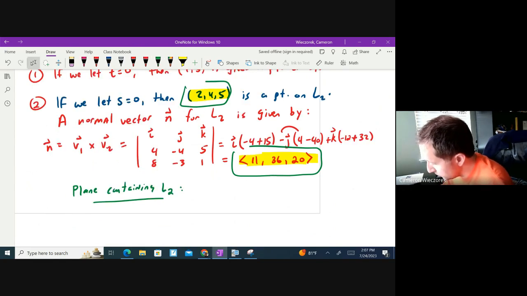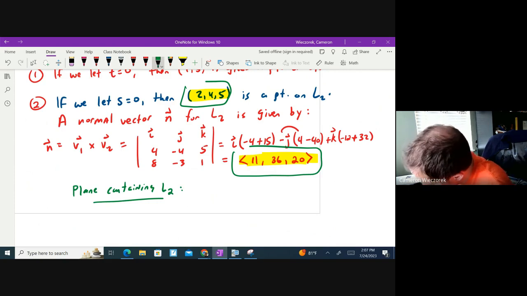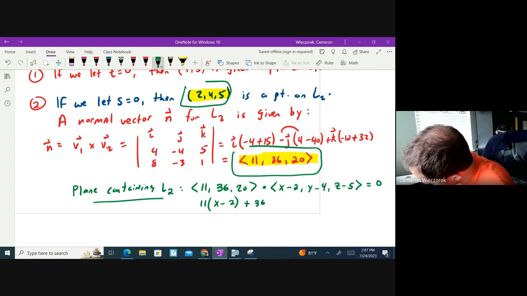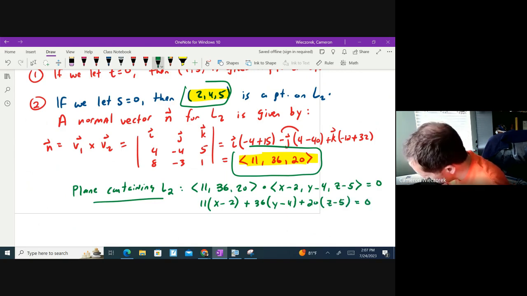You're going to take the dot product of the normal vector, 11, 36, 20, with the vector x minus 2, y minus 4, z minus 5. Because those vectors are orthogonal, their dot product has to be 0. So I get 11 times x minus 2 plus 36 times y minus 4 plus 20 times z minus 5 equals 0. Let's see what we get.